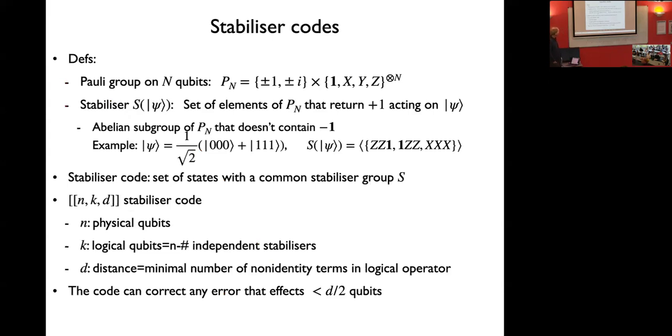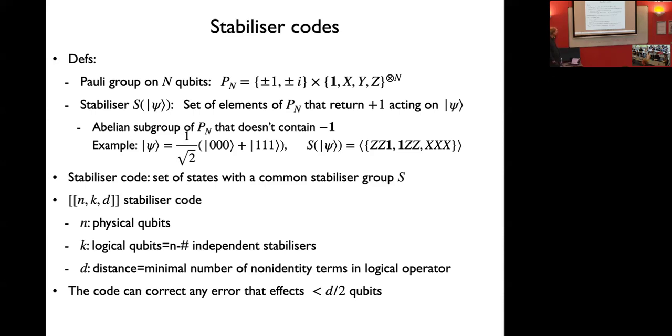And so for stabilizer codes, these are the most frequently studied ones. You start off just with some notation. There's the Pauli group on n qubits, which is just the n-fold tensor products of the Pauli operators with some phases, plus or minus i, plus or minus 1. And then we say that a stabilizer for a state is a set of elements in this Pauli group that return +1 acting on the state psi.